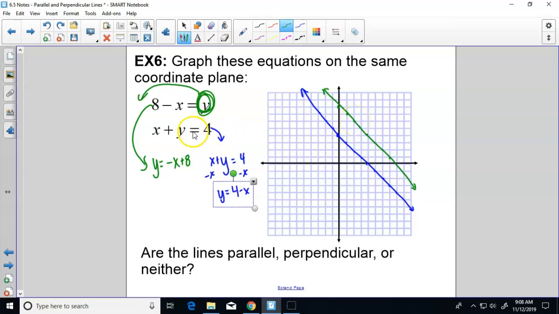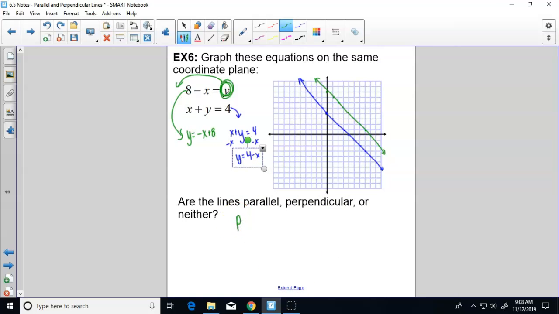And then you do have to solve for y for the second one. So you would subtract x. Y would equal 4 minus x. So that would be this blue line here. Okay. Parallel, perpendicular, or neither? Parallel.